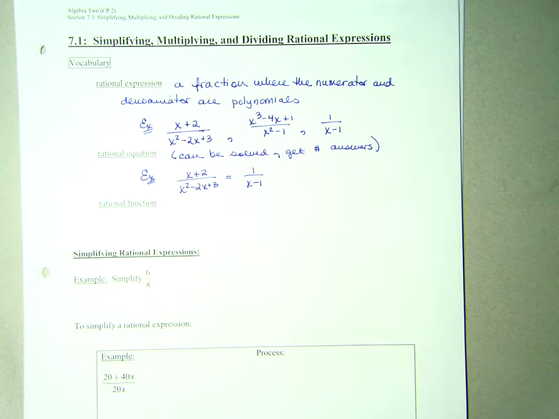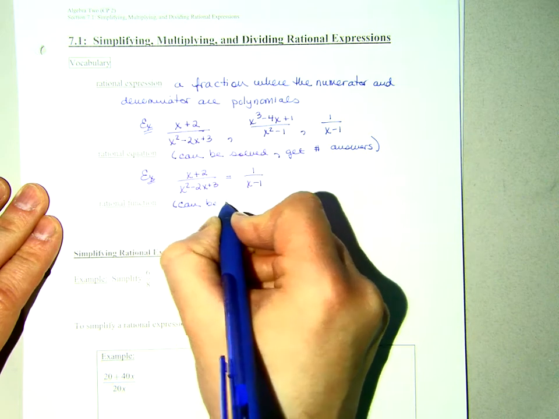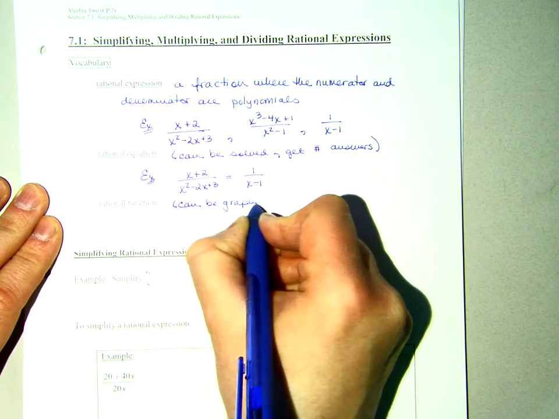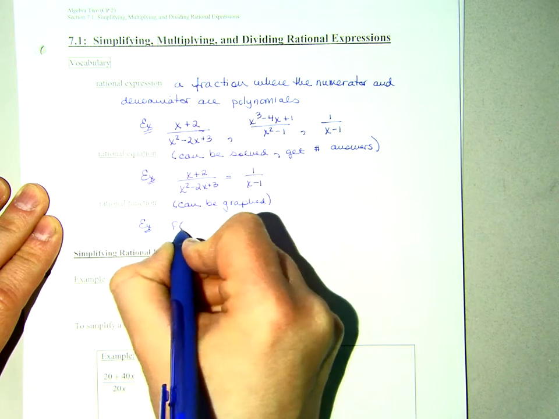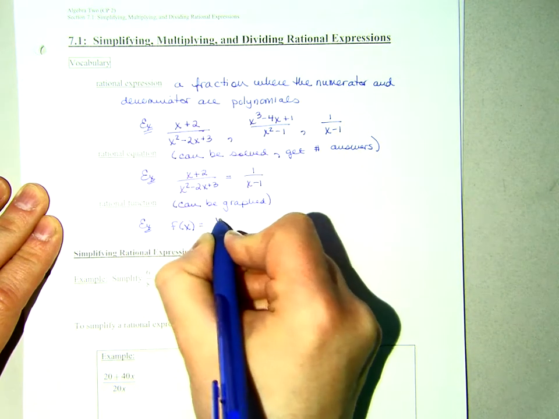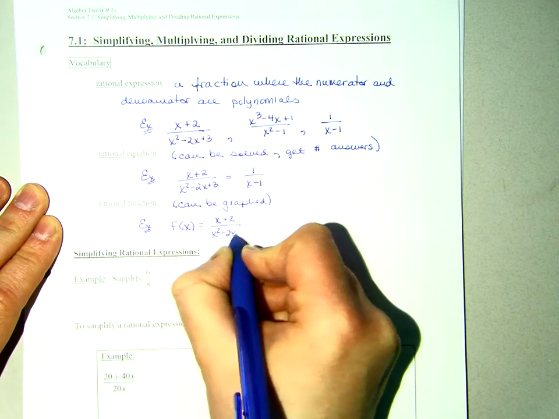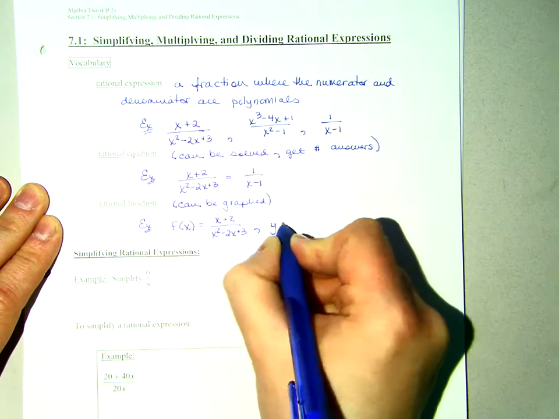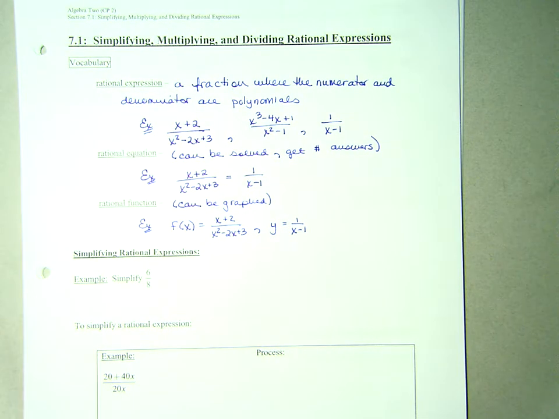What can you do with a function? Graph it. These are things that can be graphed. We'll be there by the end of next week. So maybe something like f of x equals x plus 2 over x squared minus 2x plus 3. Or maybe y equals 1 over x minus 1. And this is basically the story of this unit.